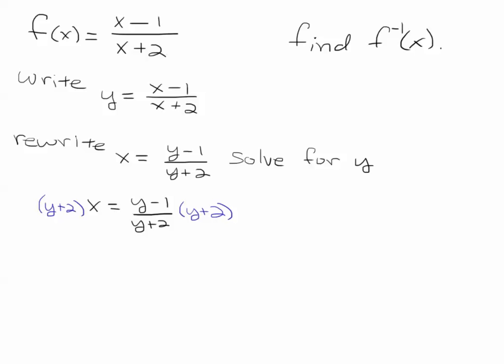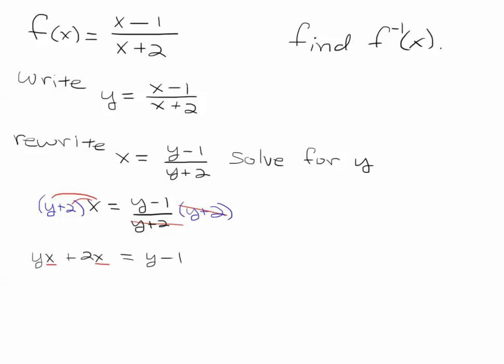All right, so now remember we're solving for y, so what I'm going to do here is multiply both sides by y plus 2. When I do that, the y plus 2's are going to cancel on the right hand side, and then on the left hand side I'm going to distribute that x into the quantity y plus 2. So I distribute the x on the left hand side, and you see that I have a y times x plus a 2 times x, and on the right hand side the y plus 2's cancel.